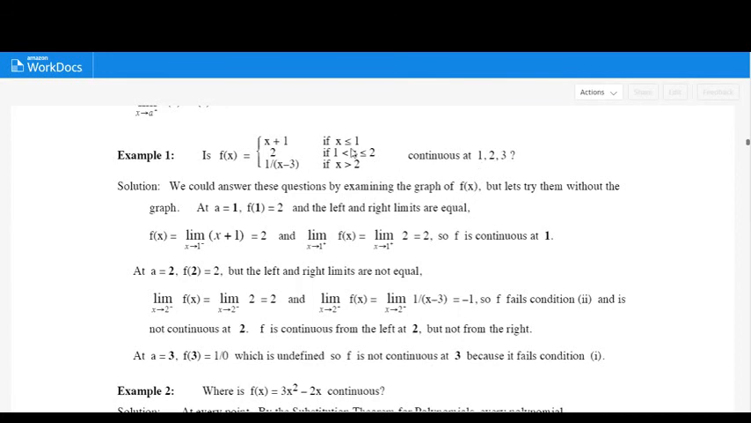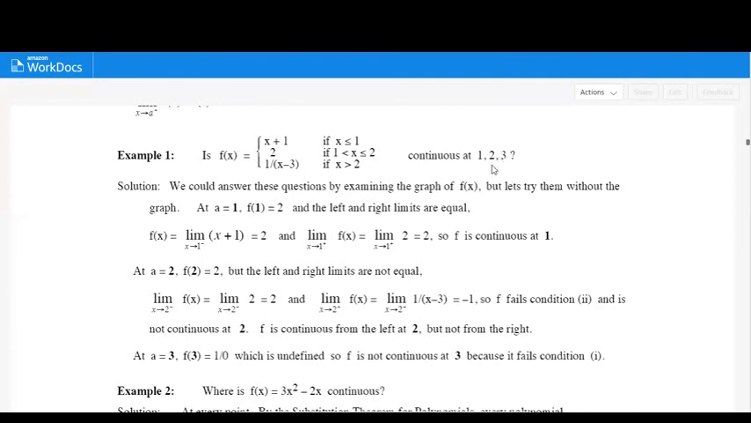So kung less than 1 siya, dito pa rin siya belong. X is less than or equal to 1. So ito pa rin na equation ang gagamitin. 1 plus 1, that's 2. If we say from the right, that is more than 1. So kung more than 1, definitely hindi na natin magagamit ang first line. Dito na siya sa second line. X is greater than 1 but less than or equal to 2. So the value is 2. So yun na nga, they are equal from the left and from the right. So f is continuous at 1.